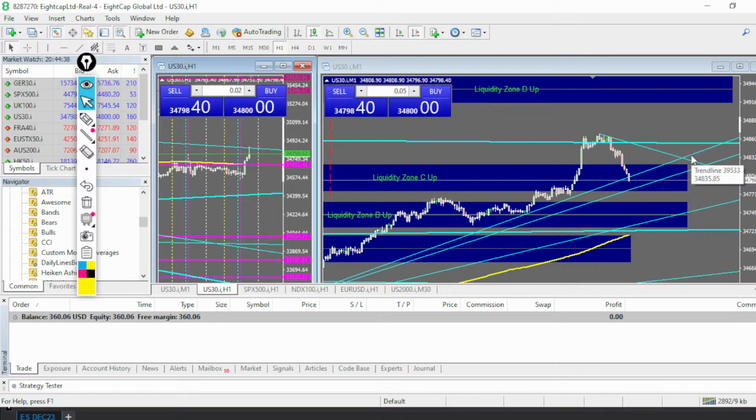I want to see a correction before I look to go short. It is a nice area to go short, but I want to see a correction first before I go short. See, we had corrections for upside, upside, upside. We had others here for upside, upside.